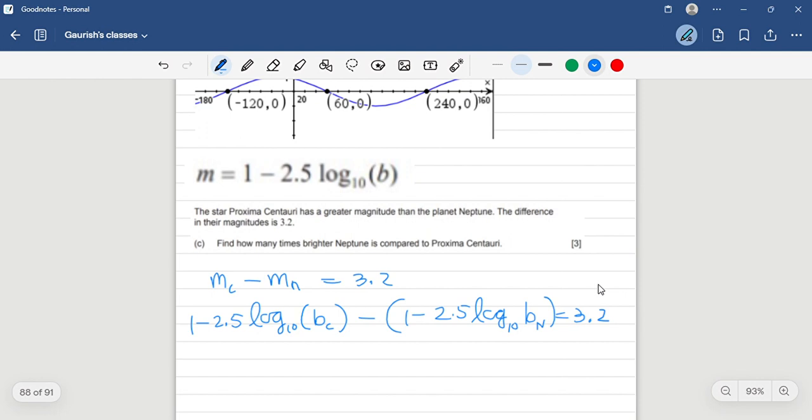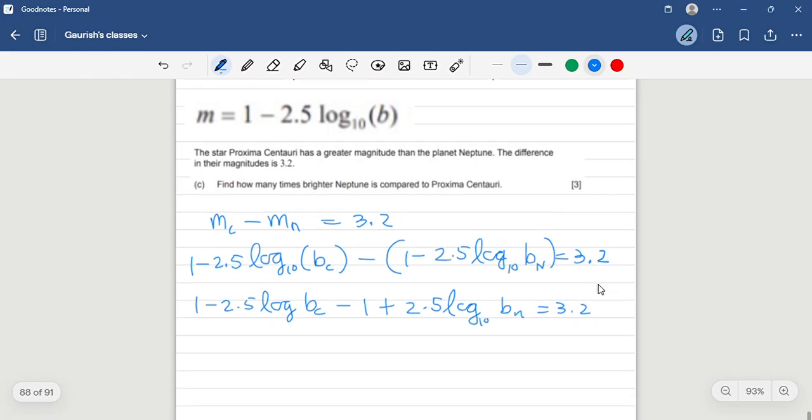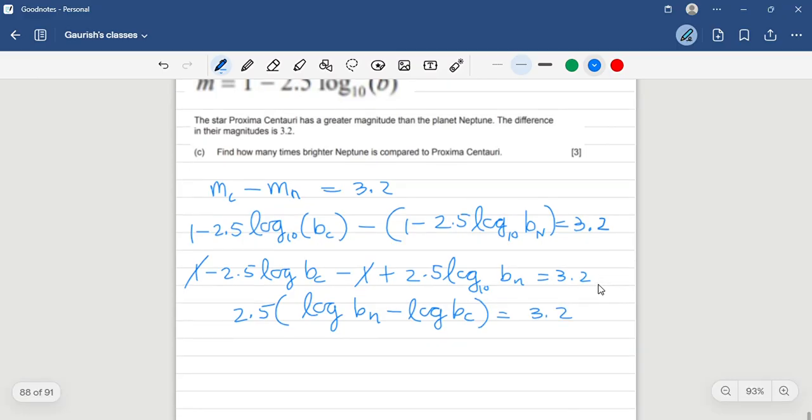So if I open the brackets, what do I get? 1 minus 2.5 log of Bc minus 1 plus 2.5 log of Bn is equal to 3.2. So from this, the 1 and 1 go off, and then 2.5 I can take common. So that will be log of Bn minus log of Bc is equal to 3.2 over 2.5. So over here I can take it as log of Bn upon Bc. That's what they had asked for. This will be equal to 3.2 over 2.5.